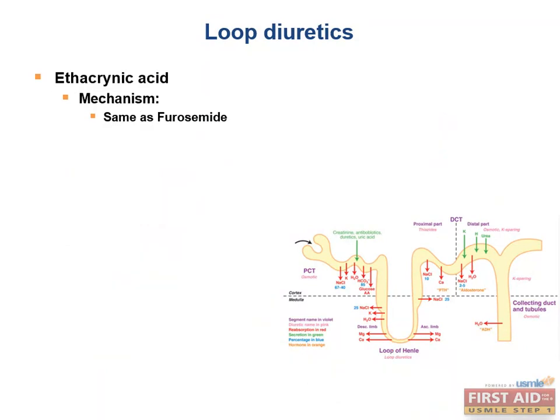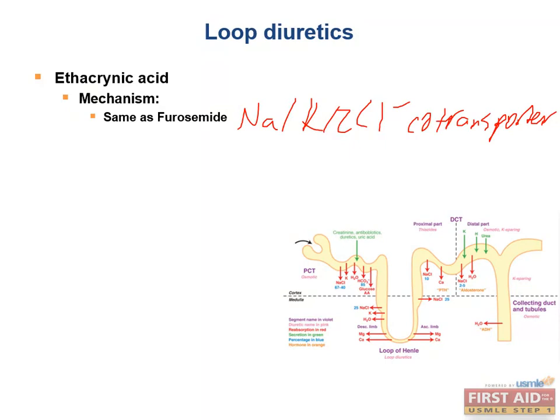The next drug is ethacrynic acid. It works in a manner similar to furosemide. So what protein is it blocking? The NKCC2 cotransporter. And because it is similar in mechanism, it also has some of the same toxicities.